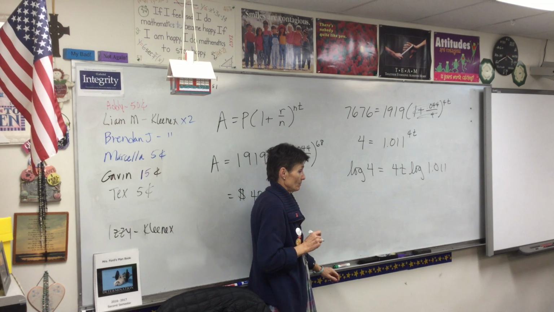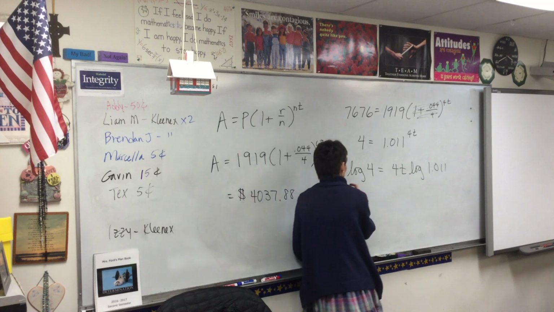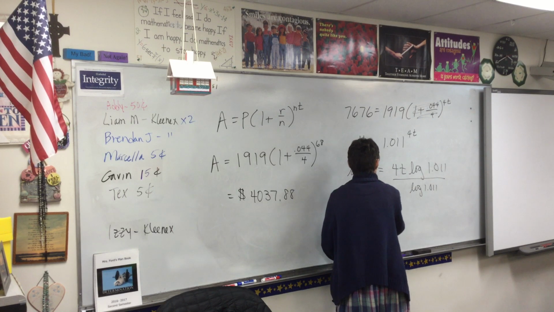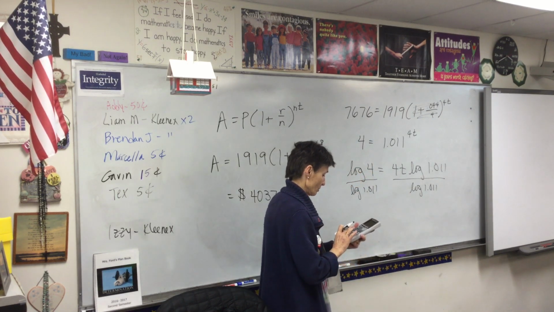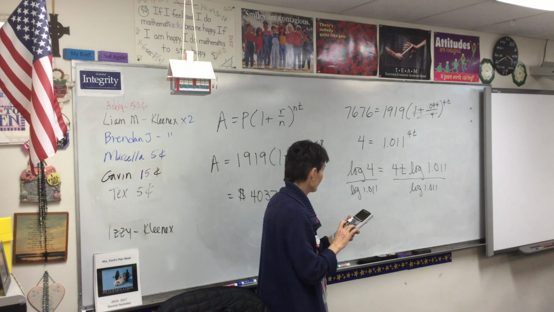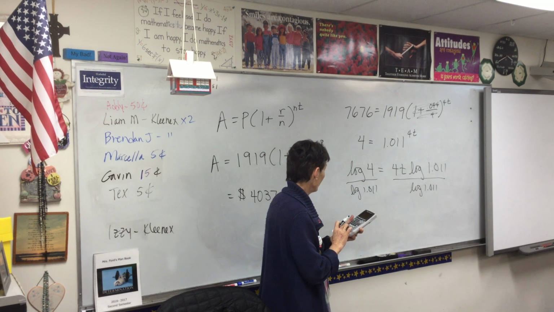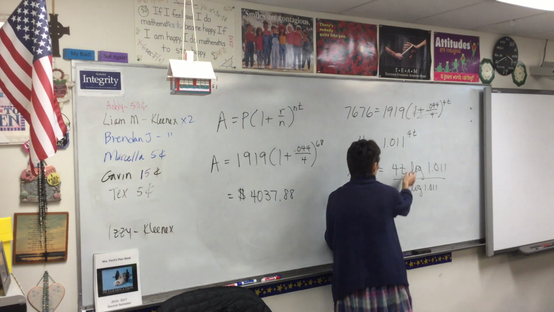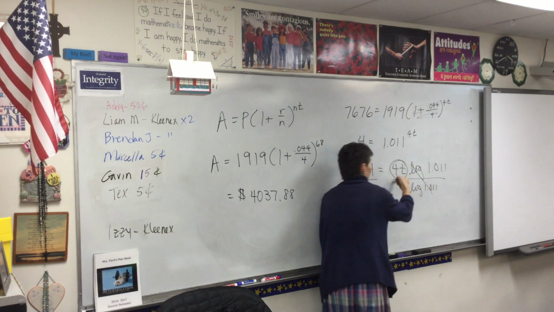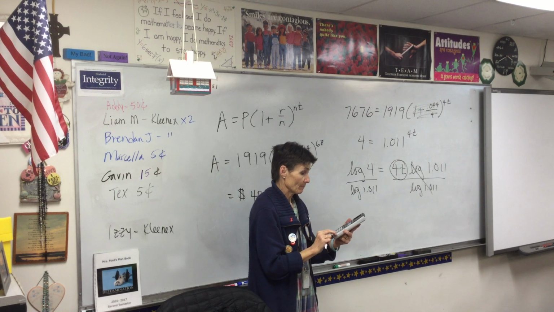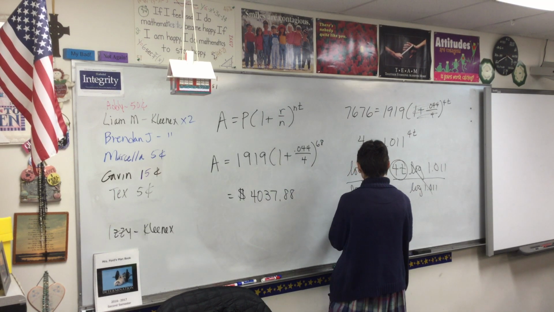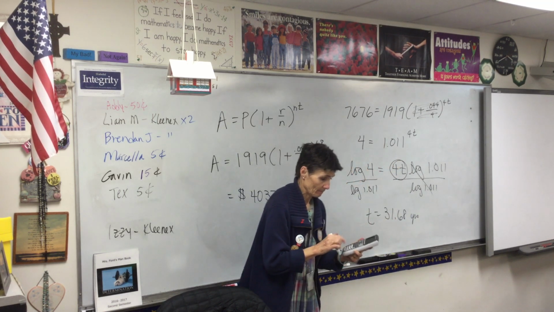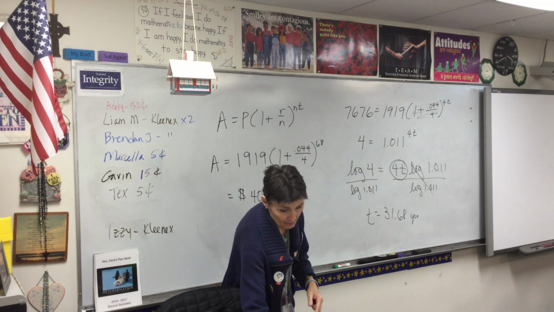All right, so now what do I do? I'm going to divide both sides by the log of 1.011. So that's log 4 divided by log 1.011. Now this one has an extra step, because after I do that division, I still have to divide by 4. So your answer: it'll be quadrupled in 31.68 years.